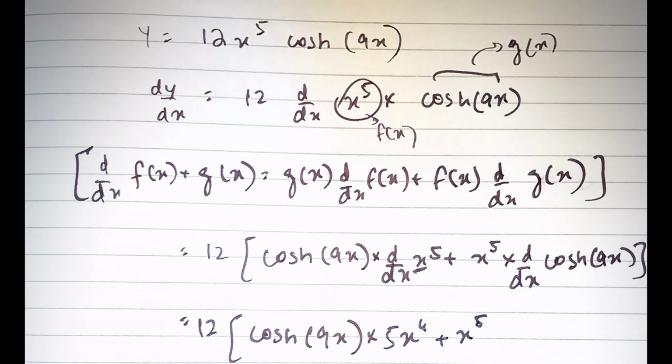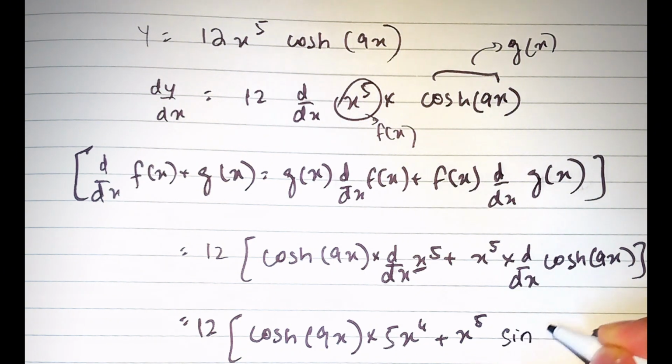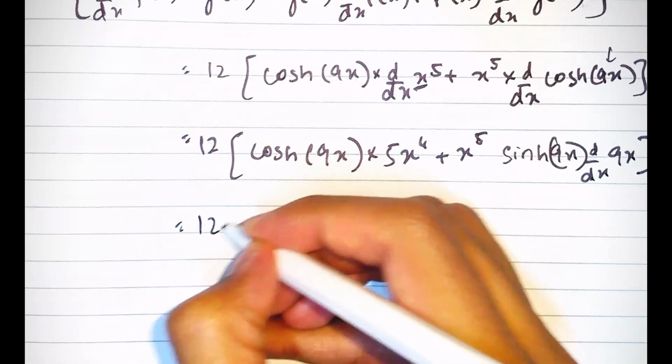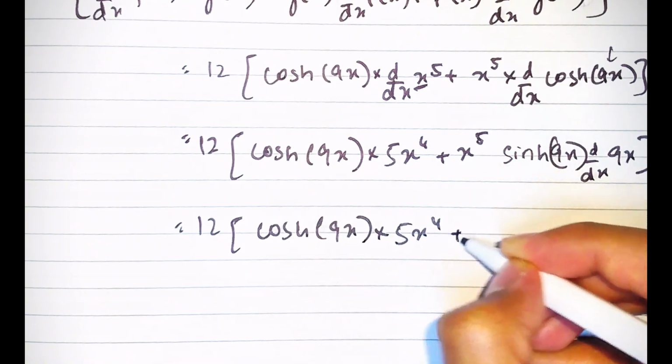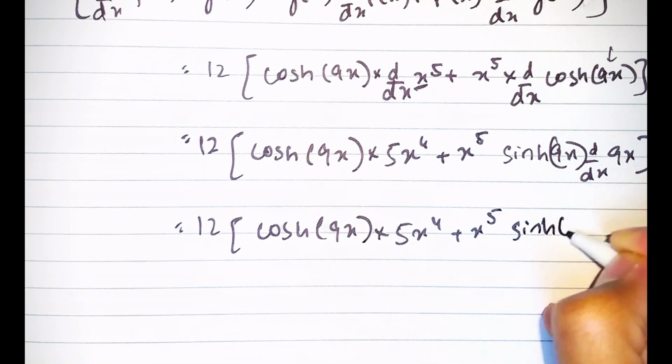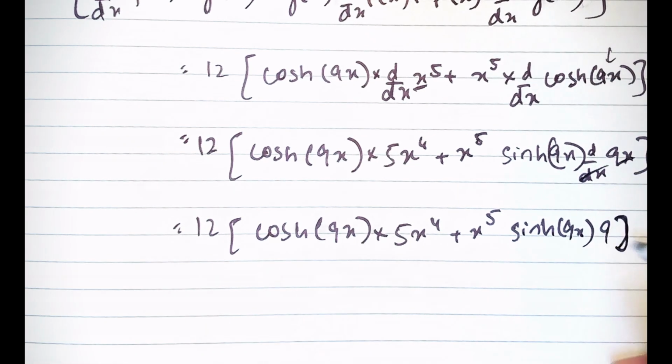Now the derivative of cosh x was sinh x, so we have cosh 9x, so the derivative would be sinh 9x, and of course the derivative of this angle right over here, it would be 9x. So we have 12 [cosh 9x multiplied by 5x^4 plus x^5 sinh 9x] times the derivative of 9x. What would be the derivative of 9x? It would be 9 because the x will be cancelled and we are left with a 9.